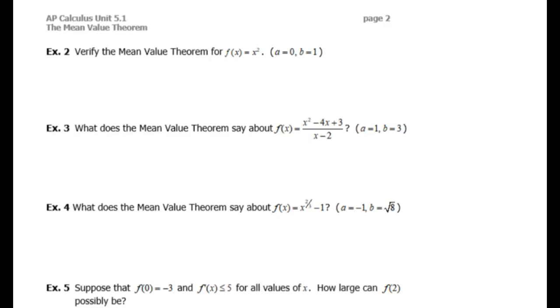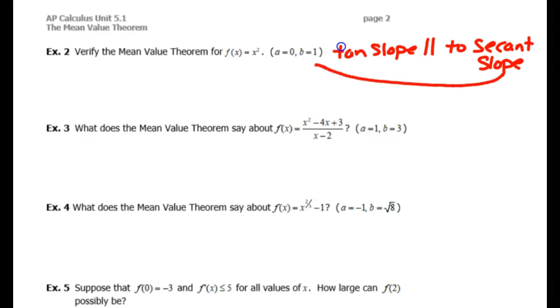All right, video problems, part 2. Finish off the second page. We're going to verify the mean value theorem for the function x squared from 0 to 1. Again, we're going to look for a tangent slope that is parallel to the secant slope between those 2 points right there.